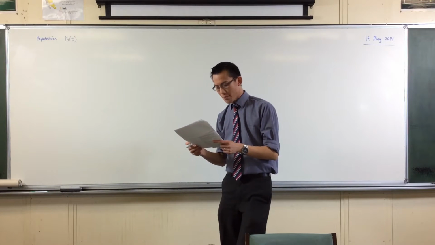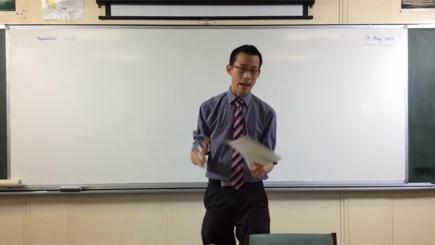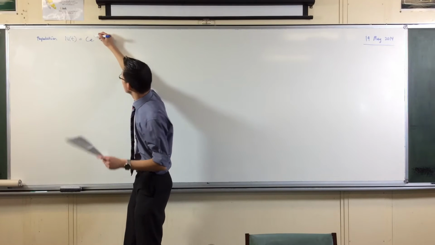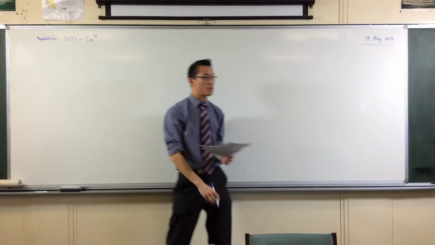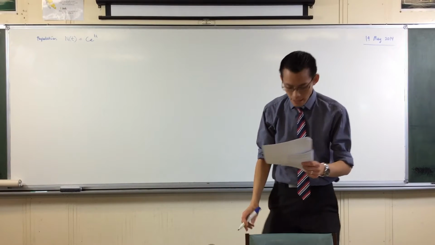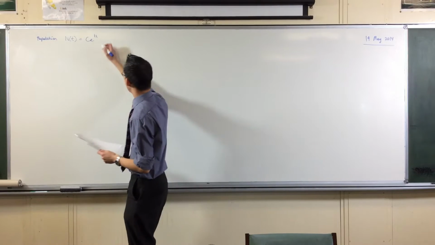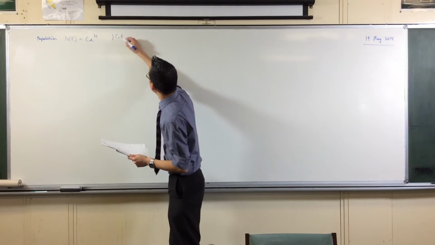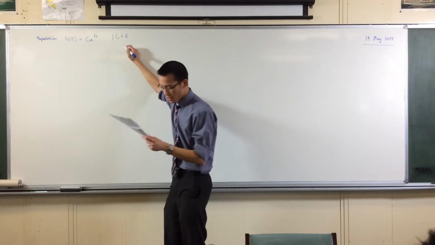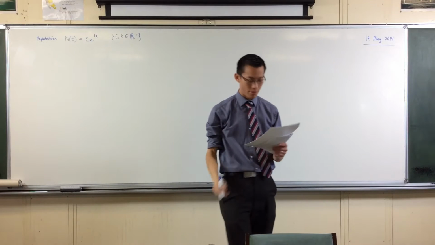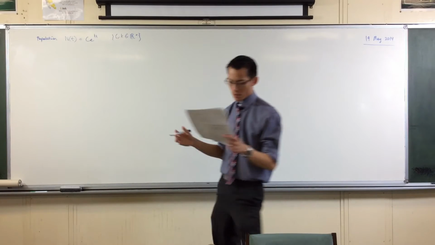Population N, it varies with time according to the law, and they give you this equation, which matches exponential growth and decay. Okay, so that's why it comes under this topic, right? And then they give you some markers. They say C and K are positive constants, so they are some kind of real number, and T is greater than or equal to 0.